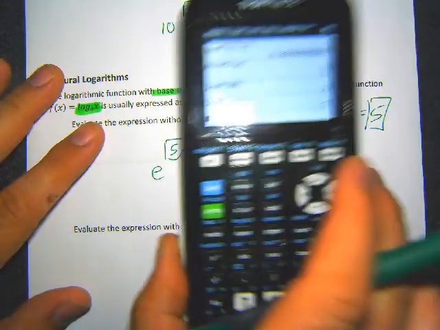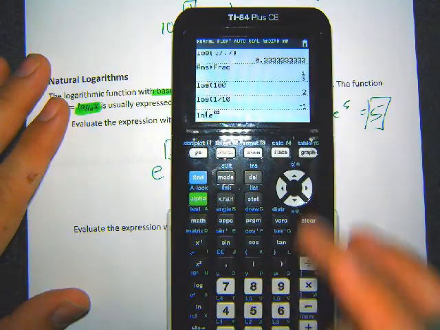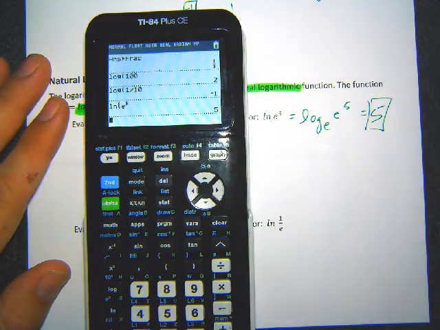So I should just do it real quick. I'll do natural log of e to the fifth. So that's what we're doing. We're doing natural log of e to the fifth. It'll give me 5. The answer is 5.